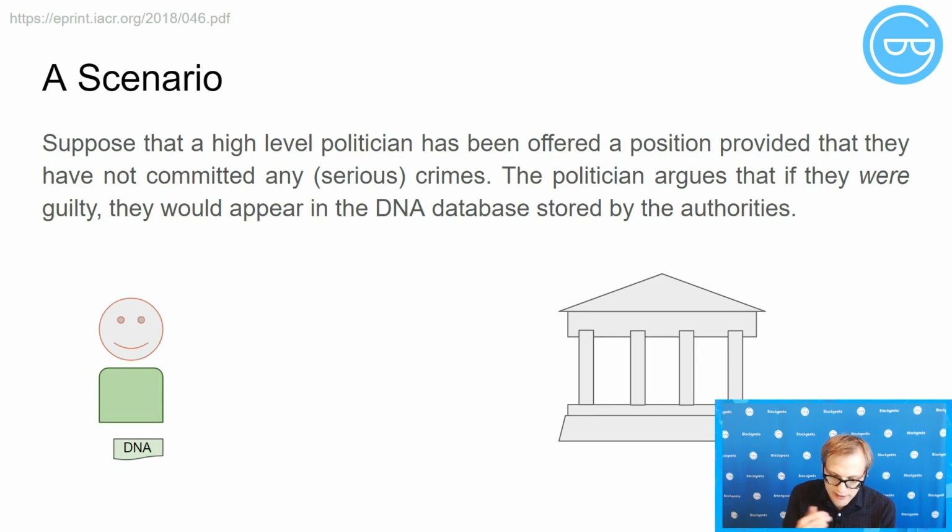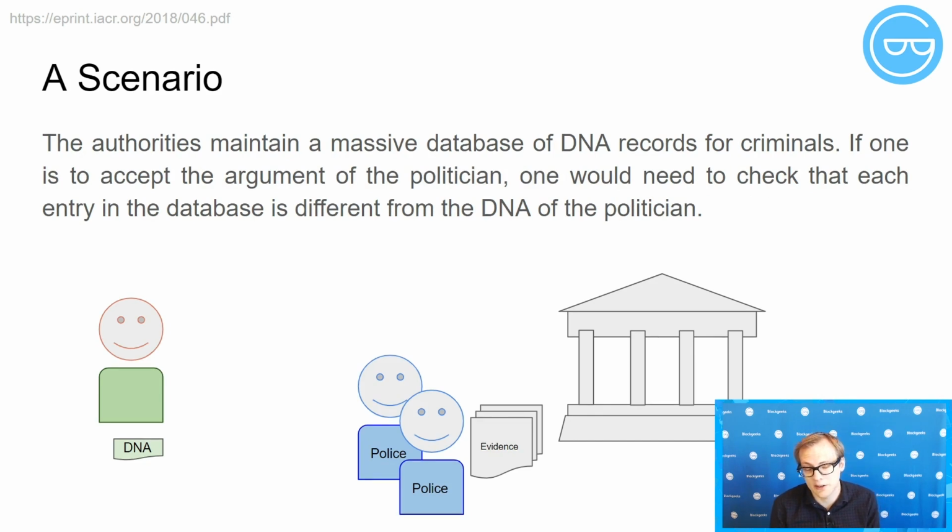And so the high-level politician, the presidential candidate or the prime minister candidate or whomever, they want to take this position, and they need to prove that they are not guilty of any such crimes. And so he or she speaks to the authorities, who maintain a massive database of DNA records for criminals or suspected criminals. And if this politician wants to convince the public, the masses, that he is in fact innocent, or at least not ever convicted guilty of anything, he would need to prove that his DNA is different from every single entry in that database. Because obviously, if he was in the database, that means he was picked up on some crime, charged, or at least suspected. And he doesn't want that, because then he doesn't get the job. And so he wants to prove this.